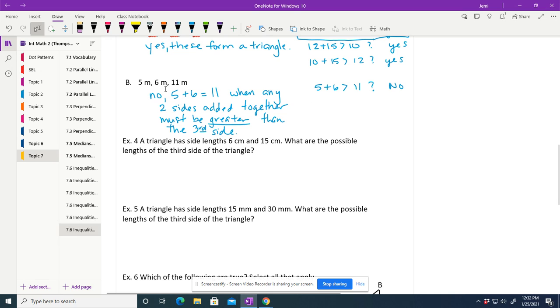If you needed some evidence here, you could honestly take something and measure it out in centimeters or inches, like a straw or a stick or a piece of paper or something, and you could try to draw and make a triangle with that, and it just wouldn't work.